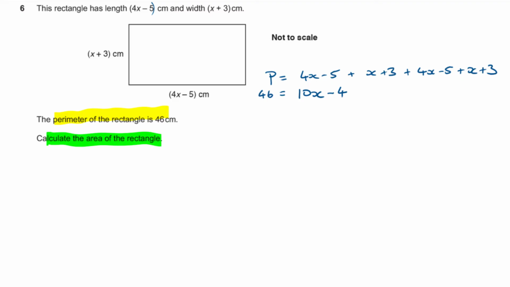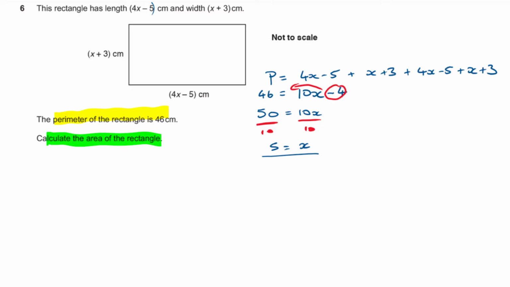So taking this to the other side, or adding 4 to both sides, I'm going to get 50 is equal to 10x, and then dividing both sides by 10, I'm going to get x is 5. Okay, so now I know what x is. I can then move on to do the second part of the problem.